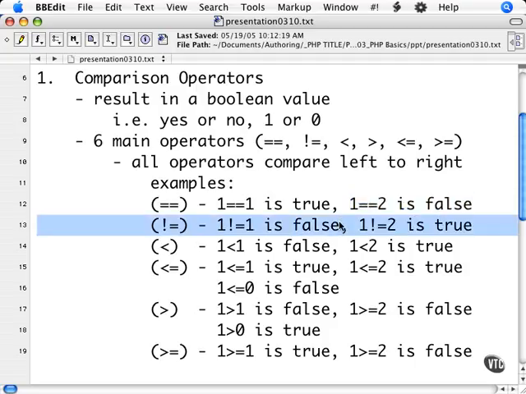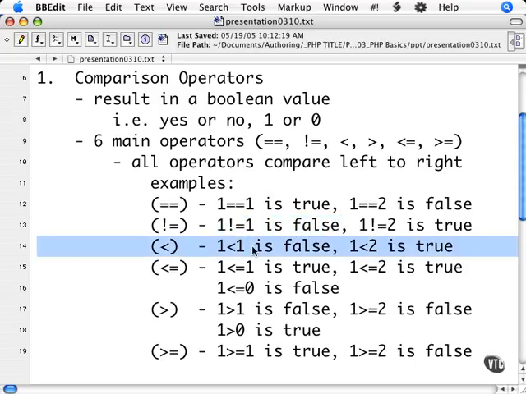The exclamation equals is the English equivalent to not equals. It compares the left and the right values to determine if they are different. If the left side does not equal the right side, it returns true. If the left side equals the right side, it returns false. With the less than operator, if the left value is less than the right, it returns true. If the left value is not less than the right, it returns false.